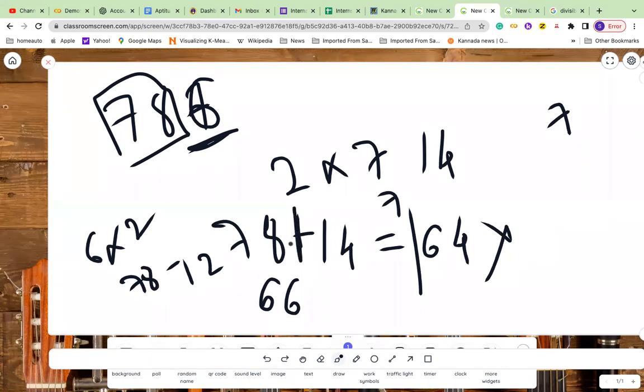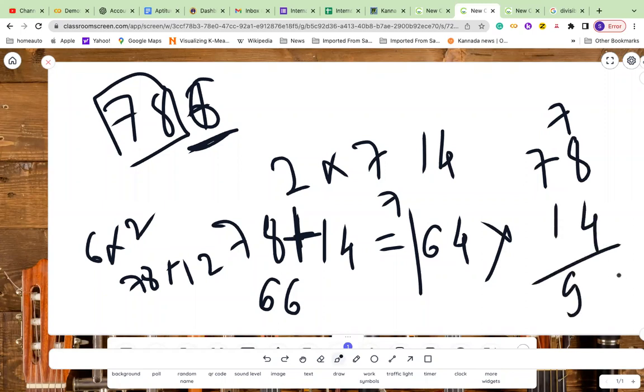Another method is that I should add instead of subtracting. So let us try with that also. 78 plus 14, what is the number? 92. Does 7 divide 92? No, it doesn't divide. So fine, both work. You can cross verify either by subtraction or by addition.